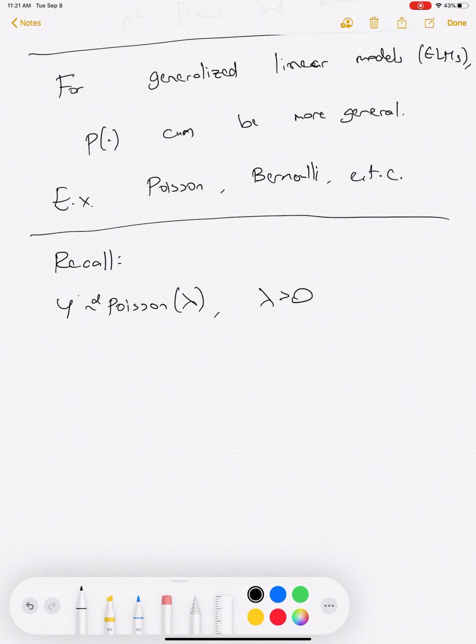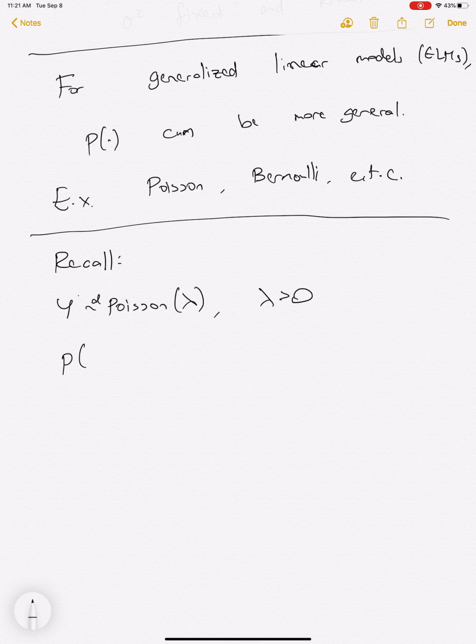This means that our distribution function p of y, and I'll use this notation lambda to say that it depends on this parameter lambda, is e to the negative lambda, lambda to the y over y factorial. And this is for y equals 0, 1, 2. So this holds for count data.